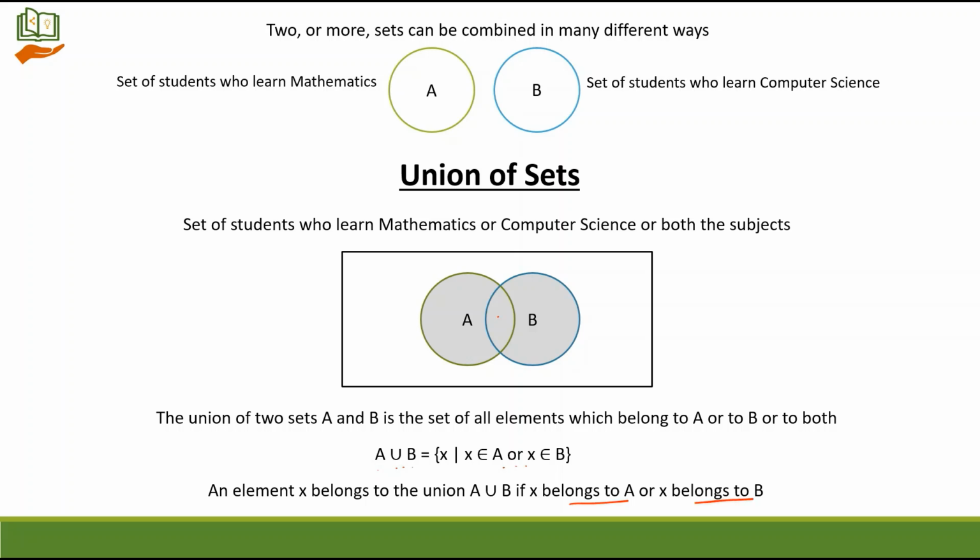Let's take A is equal to {1, 2, 3} and let's have B is equal to {4, 5, 6}. The union will be {1, 2, 3, 4, 5, 6}. So if I say A has 1, 2, 3, 4 as elements, the A union B will remain the same.